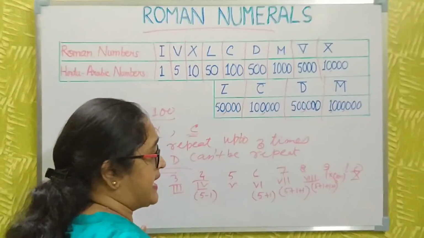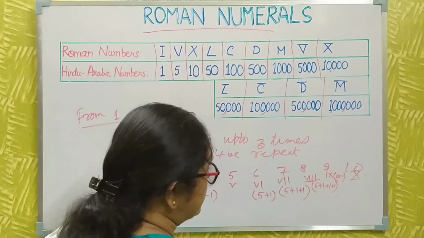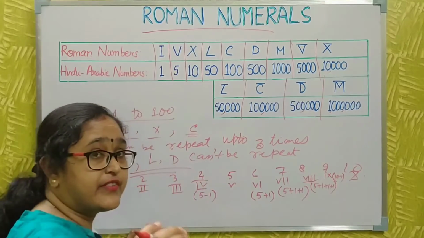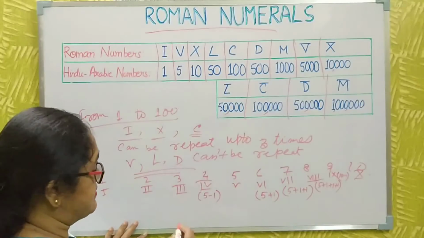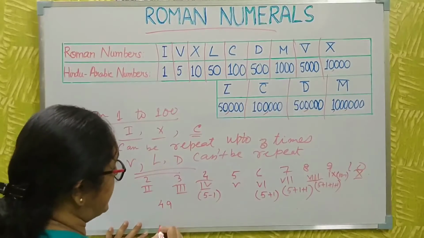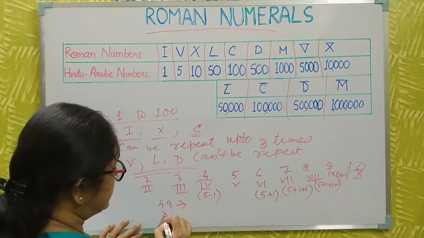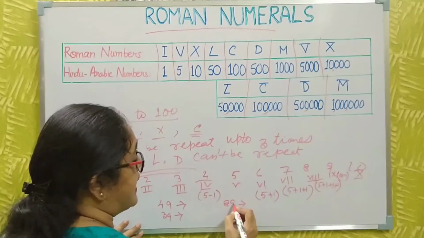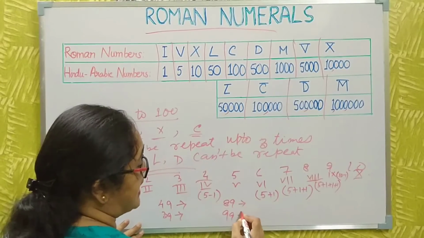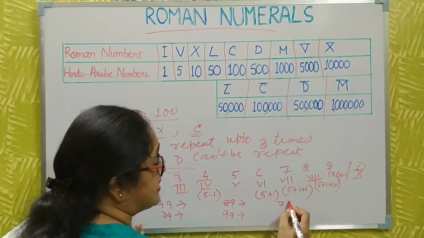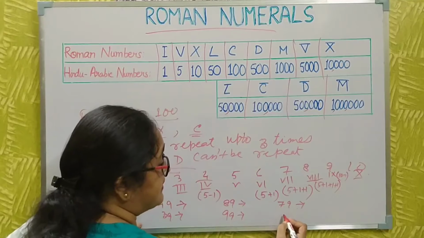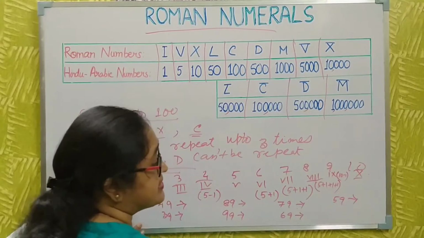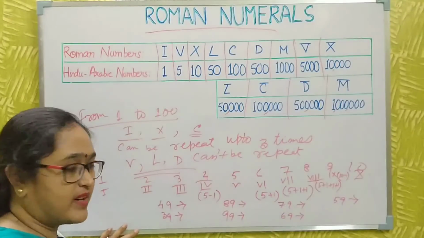Now I will say, how is it possible to write 99? I write a few typical terms: 49, 39, 89 and 99. I write these, and you just look at the board: 79, 69, 59. These are very difficult. That's why I write them here.